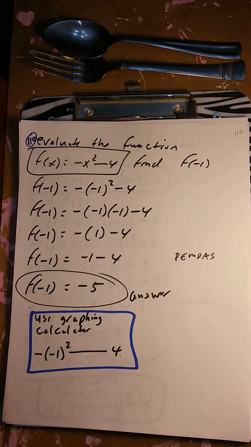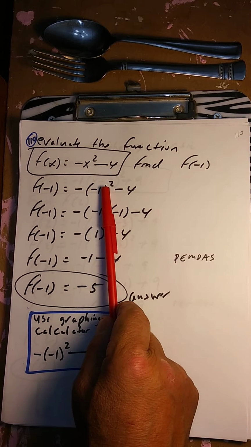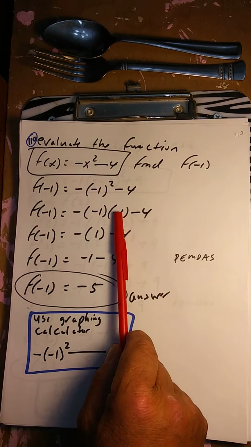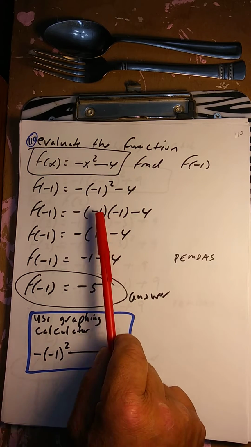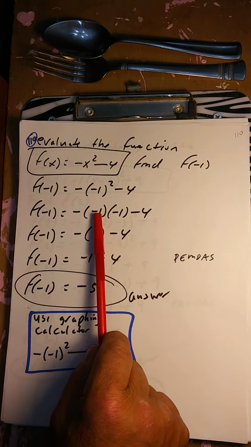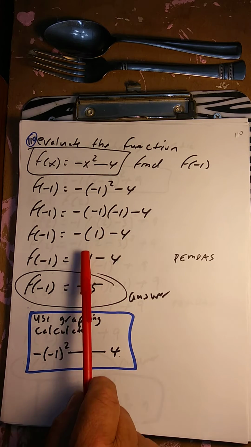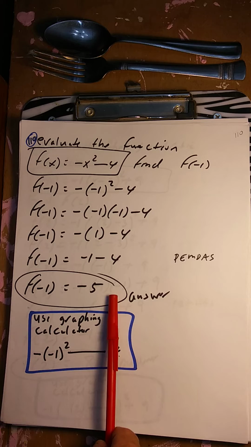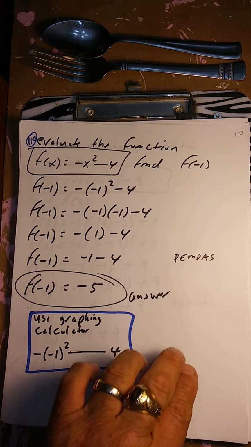Find f of negative 1. Put it in there. Negative 1 squared. So that's going to be negative 1 times negative 1 is a positive 1. Okay, put it in there. So the variable, put the whole thing with parentheses on it. Negative 1 is 1. And this would be negative 1 and negative 4. Together is a negative 5.